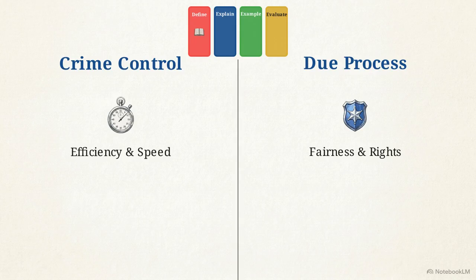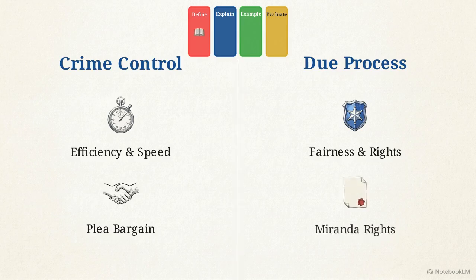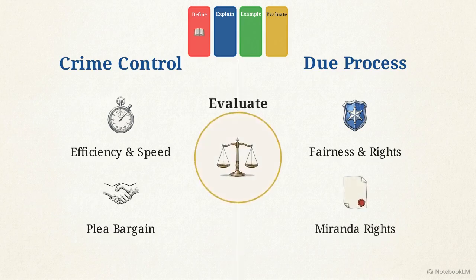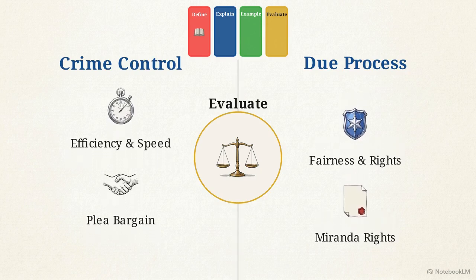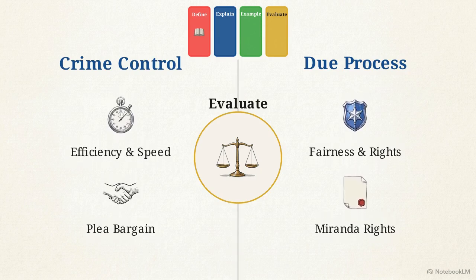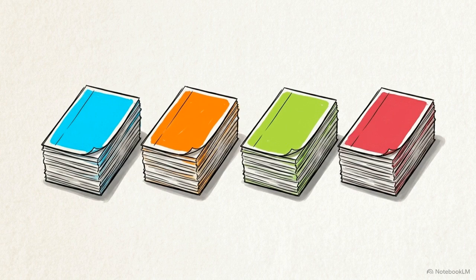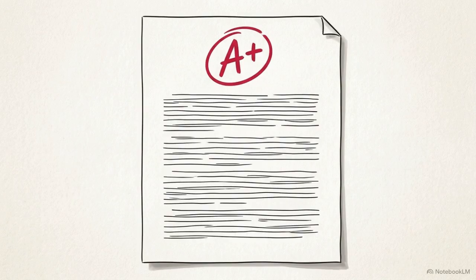Next, we add our example and evaluate steps. A plea bargain keeps cases moving quickly for crime control, whereas Miranda rights ensure careful legal protections for due process. Evaluating them shows that the justice system constantly balances speed against fairness. Using this rigid 4-sentence structure forces your brain to organize textbook definitions into complete, high-scoring essay answers every single time.